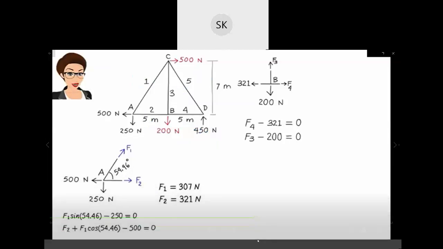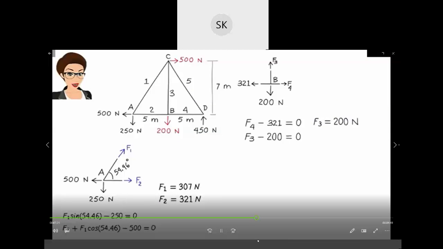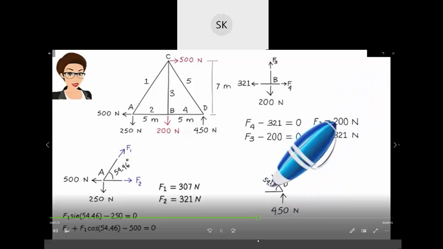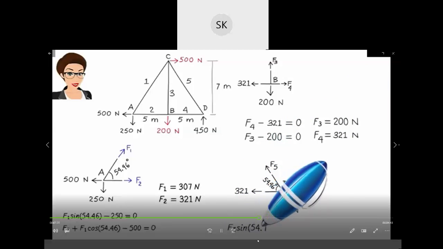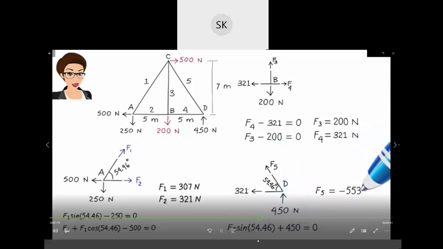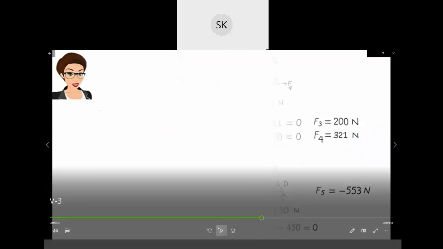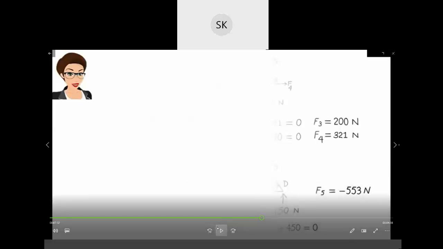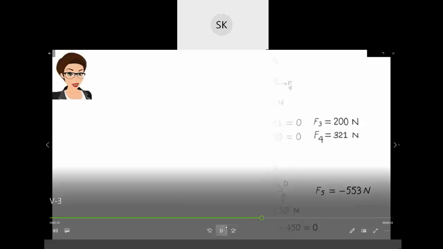F3 equals 200 newtons, F4 equals 321 newtons, F5 equals negative 553 newtons. Now you have to be clear with the method of joints, how to find the member forces in a truss. Very important. See, everything is related in this subject. So please revise your earlier classes.